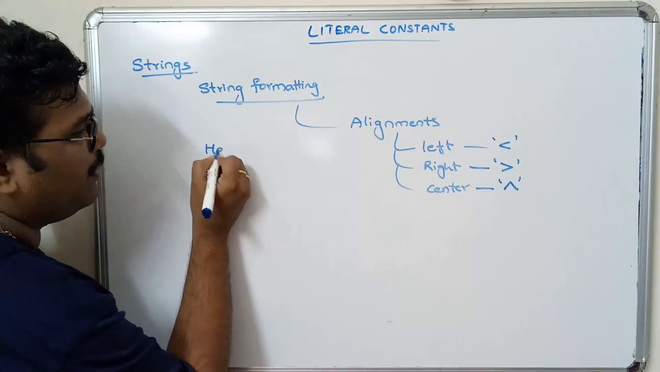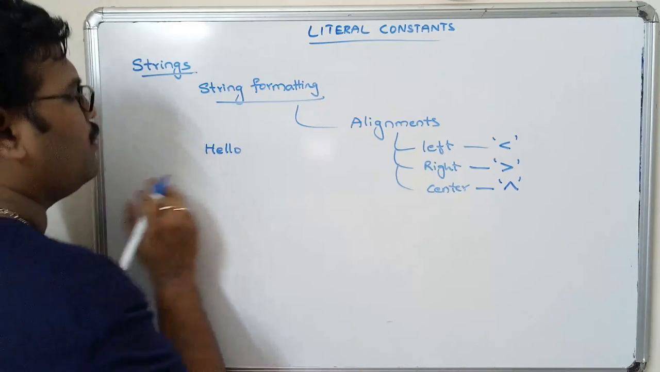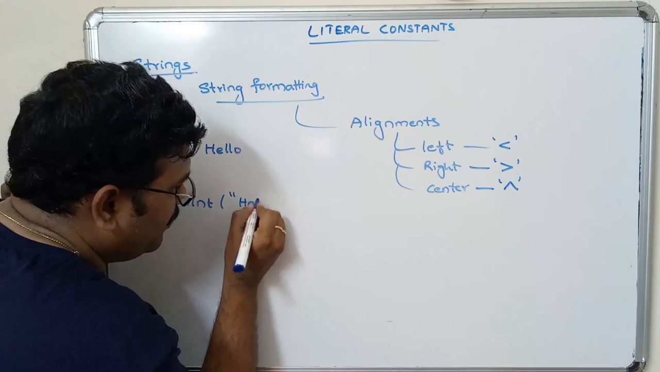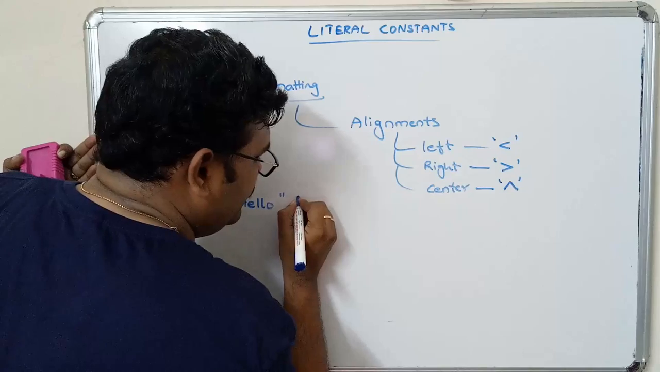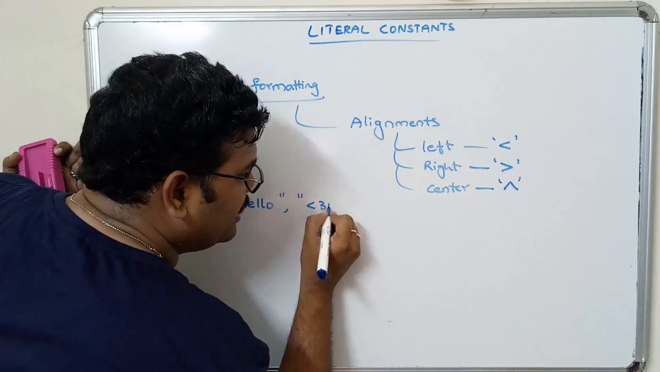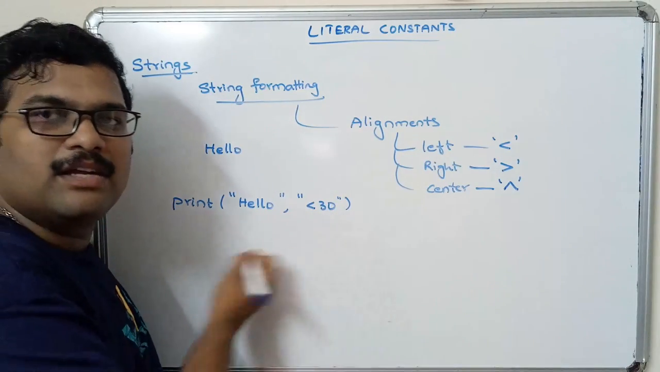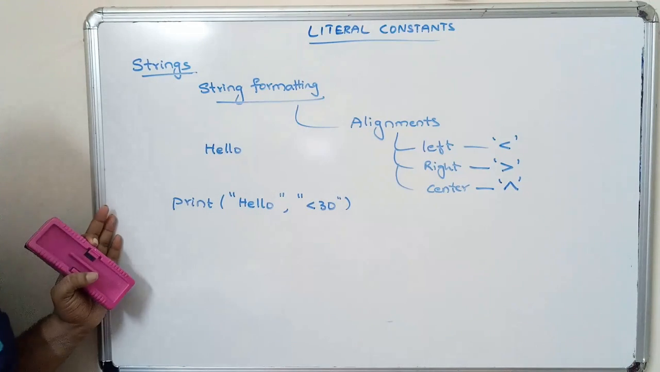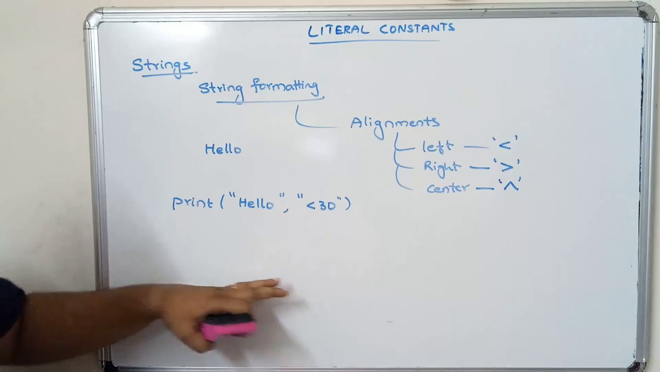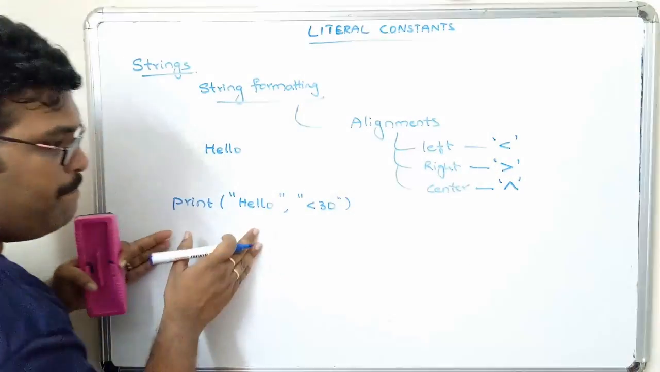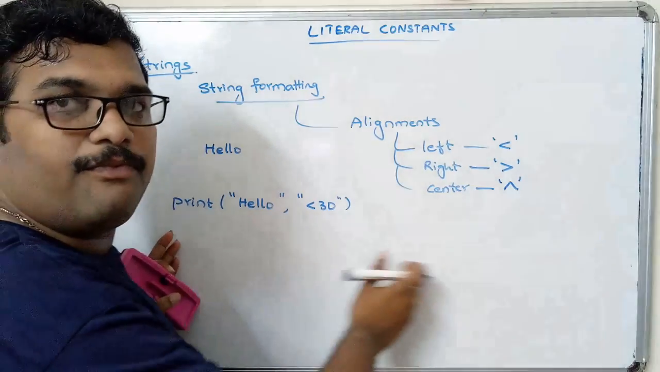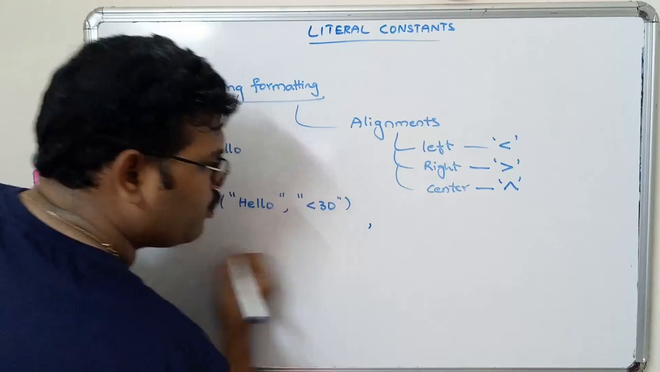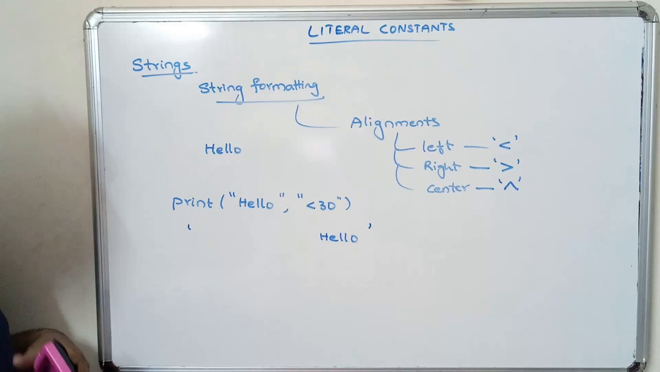If you want to print hello, we can simply write print, hello, comma, inverted commas, less than 30. This implies 30 characters, that means the total length is 30 characters, and this implies the left alignment, left justify. So the text will be displayed from the rightmost. Here the spaces will begin from here to here. The total length is 30 and the text will be printed here.